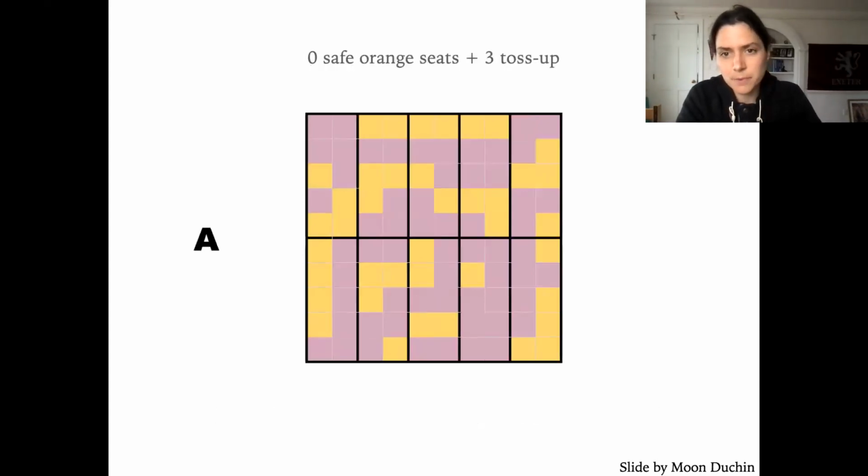So here's one way of blocking them up. This is sort of a Midwestern aesthetic. There's no blocks in which orange has a majority, but there are 3 in which orange has a tie. So there's sort of like a toss up. So we might say orange on average wins 1.5 in plan A.